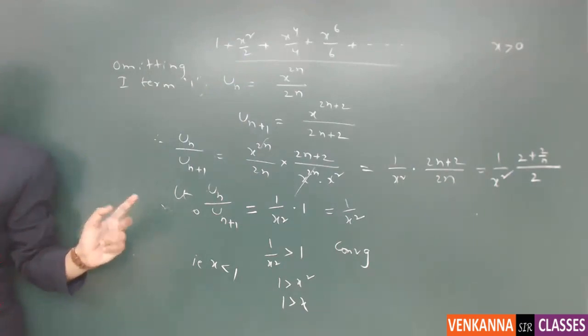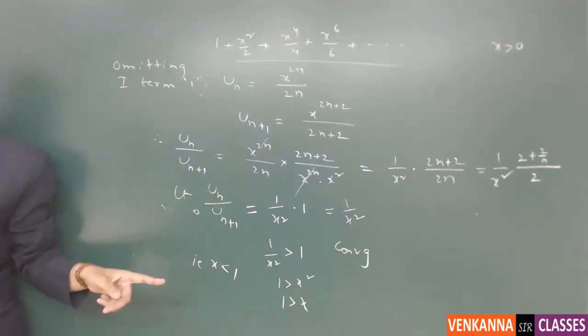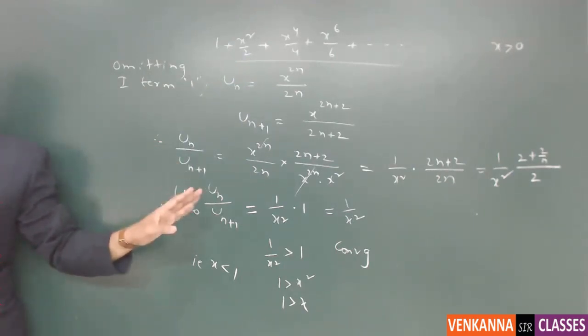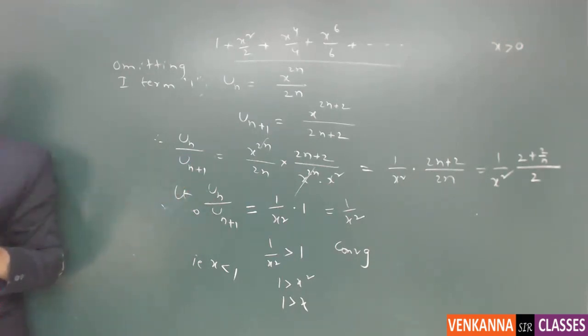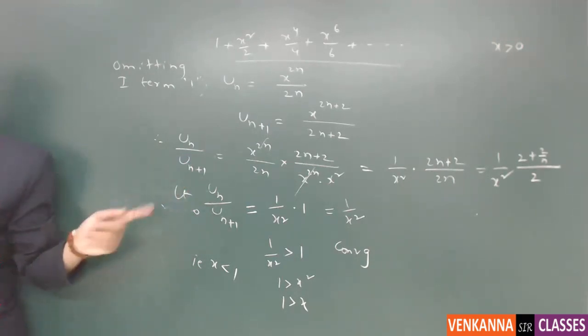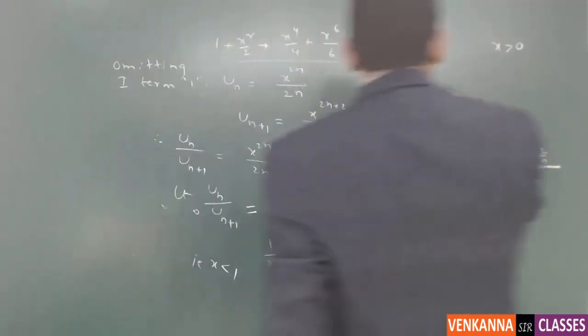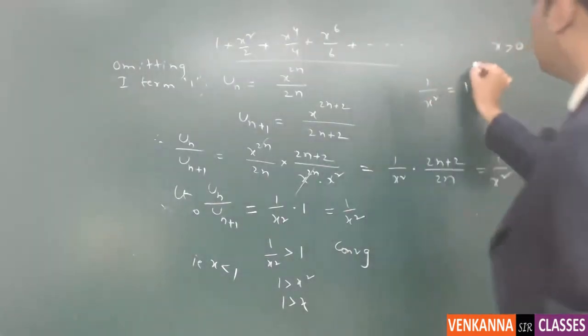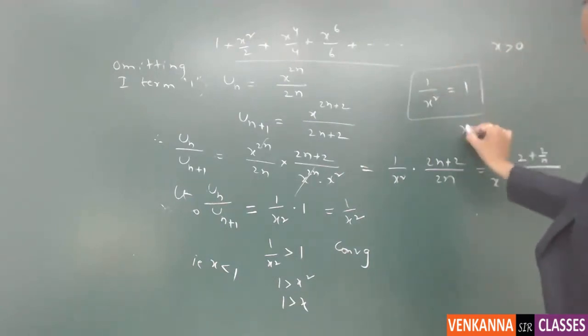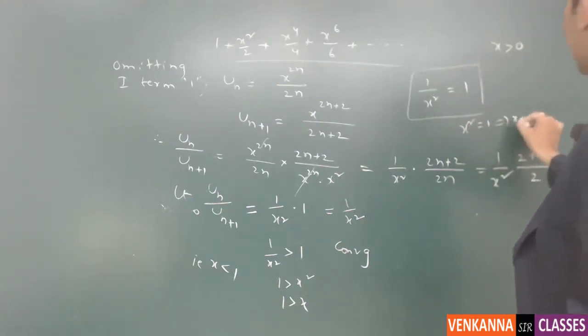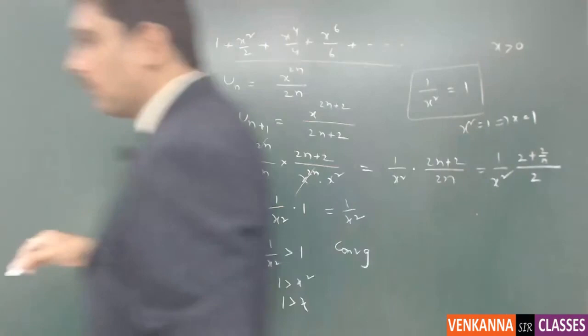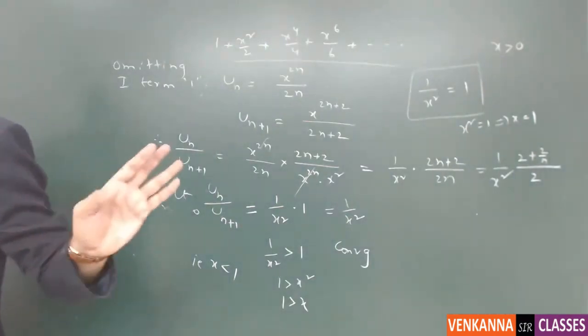So if x is greater than 1, the given series is divergent by ratio test. Now what happens if x equal to 1? The test fails, because if 1 by x square equal to 1, the limit value gives that x square equal to 1 implies x equal to 1. Therefore ratio test will not hold here.